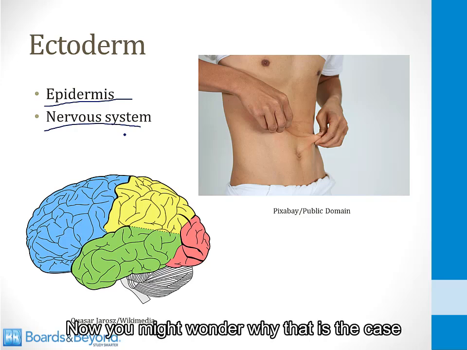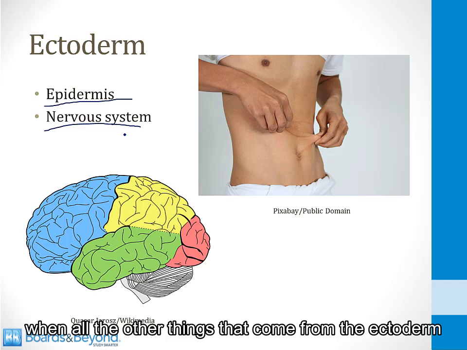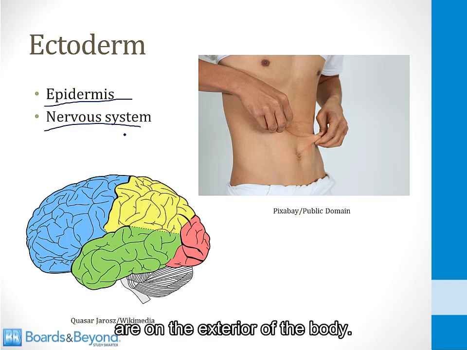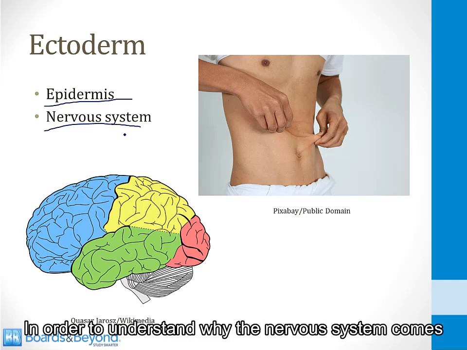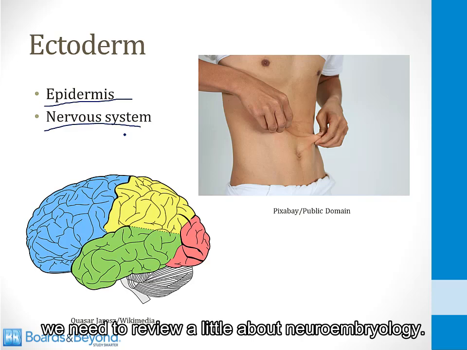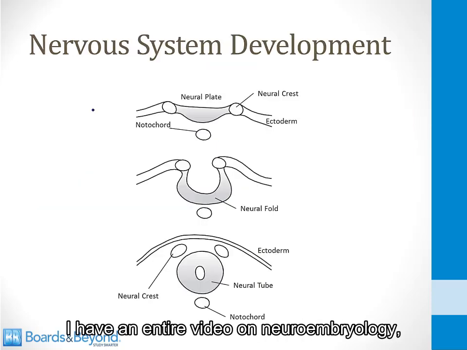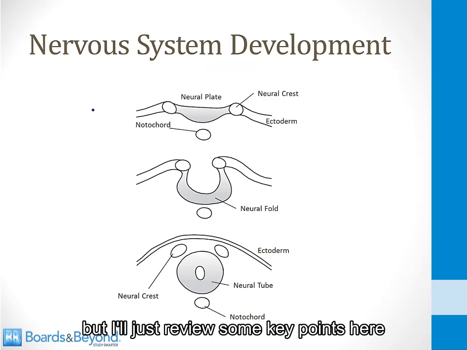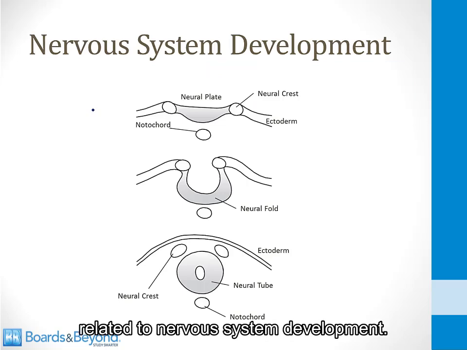Now you might wonder why that is the case when all the other things that come from the ectoderm are on the exterior of the body. In order to understand why the nervous system comes from the ectoderm, we need to review a little about neuroembryology. In the neurology section, I have an entire video on neuroembryology, but I'll just review some key points here related to nervous system development.